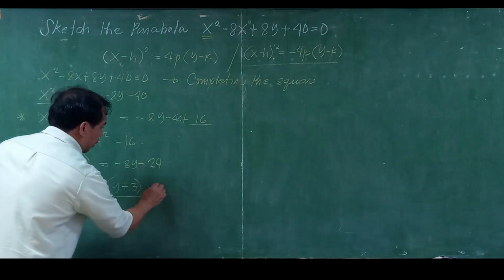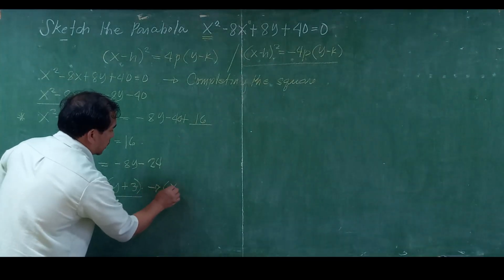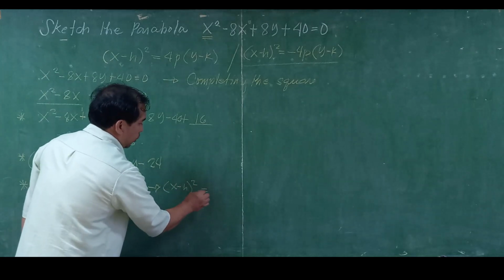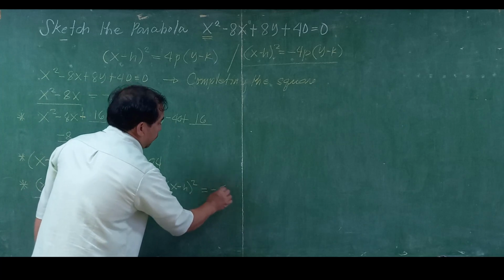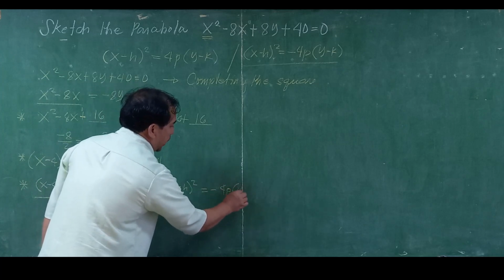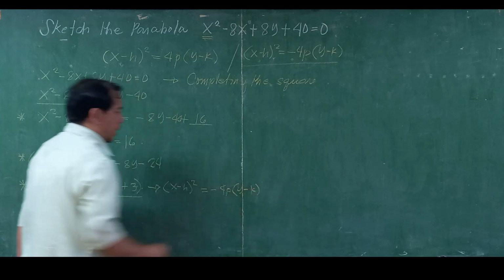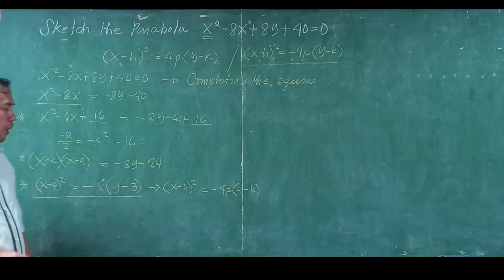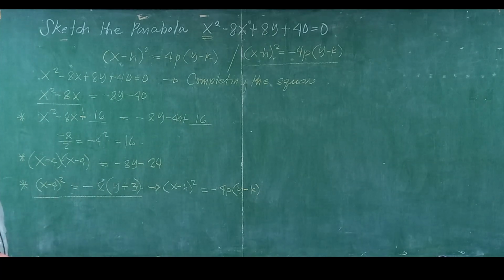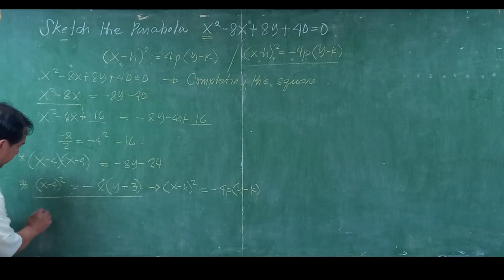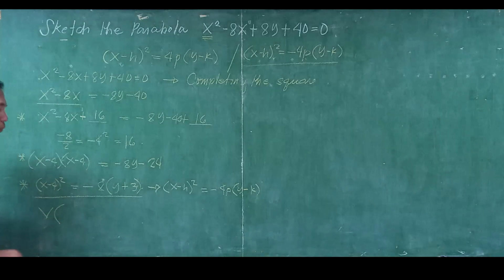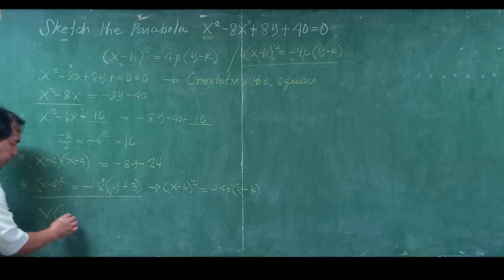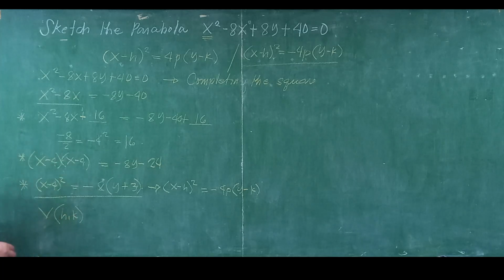So meaning, it will follow the quantity x minus h raised to the second power is equal to negative 4p multiplied by y minus k. Now, having said that they are the same, we are now ready to extract the vertex of the parabola. What is the vertex of the parabola? It will follow the point h and k.